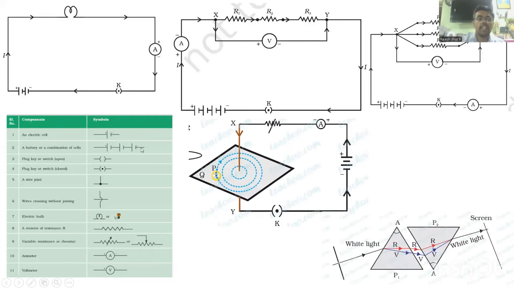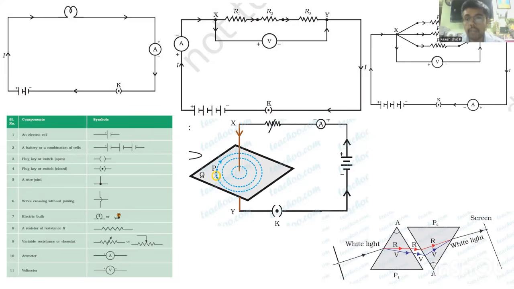So firstly, you can see the simple electric circuit here. Then the next slide. Immediately next to it, you can see resistors in series and parallel. When you draw these diagrams, the direction of current is very important.